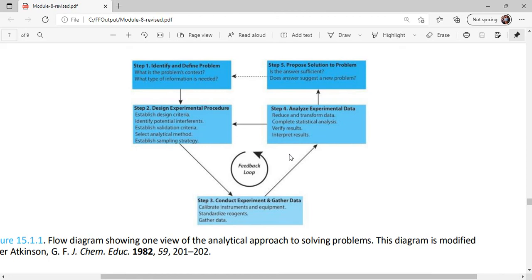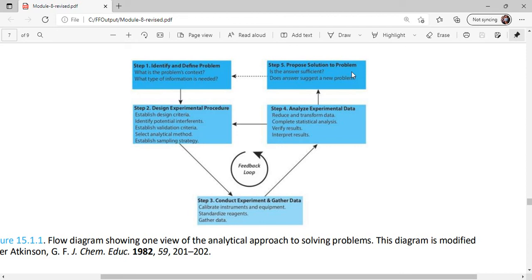Now you have here a flow diagram showing the analytical approach of solving your problem. First, identify your problem, design an experimental procedure, then conduct experiments and gather your data. Then analyze your experimental data. Because you already have data, you can redesign your experimental procedure, then perform it again if you are not satisfied with your data. If it is already acceptable, then you propose a solution to your problem.